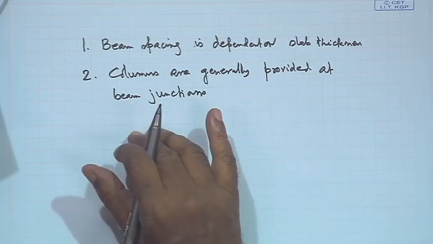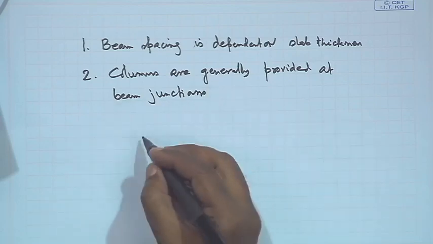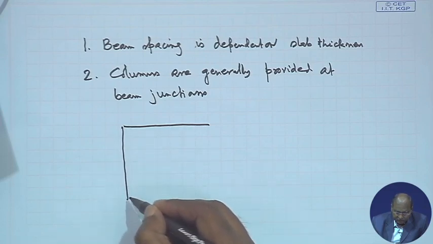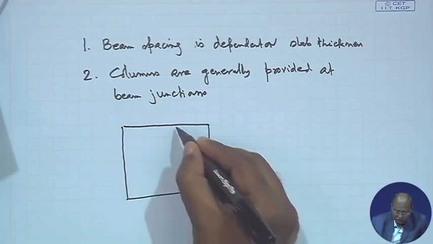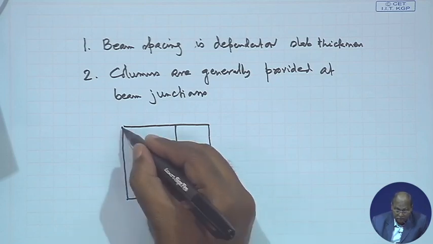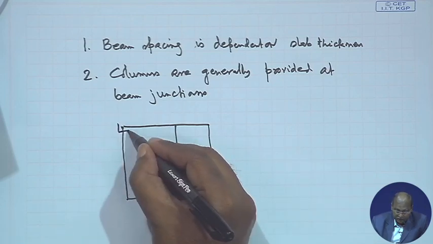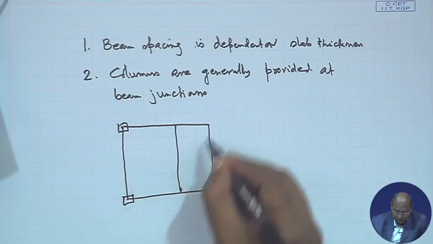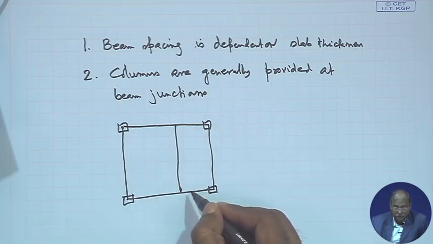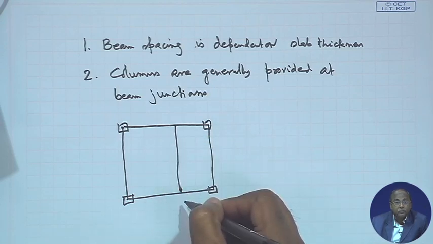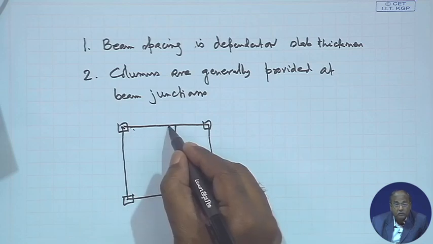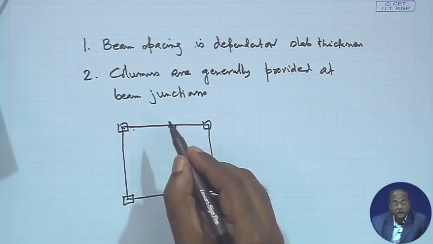It may happen that you have a situation where the spacing is very close, then we can provide the column here, but if this spacing is so small, then only a beam is provided. So from here the load will go through this beam, that is the idea.